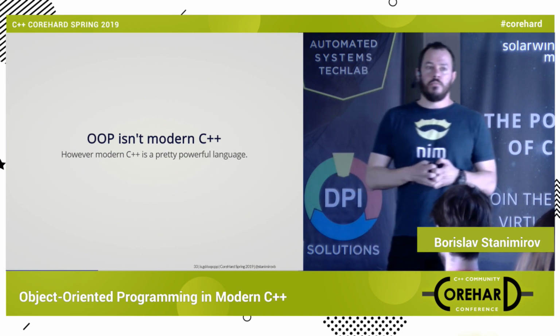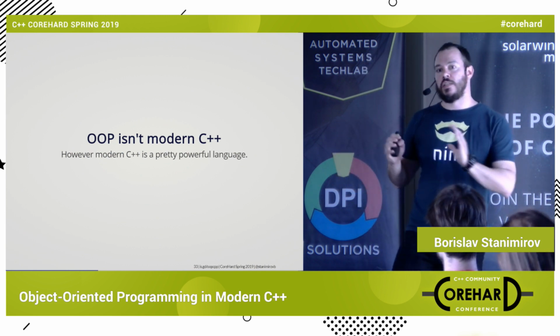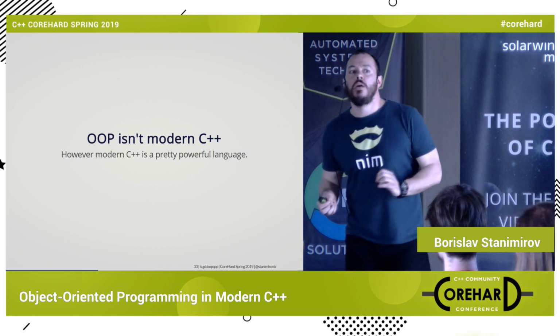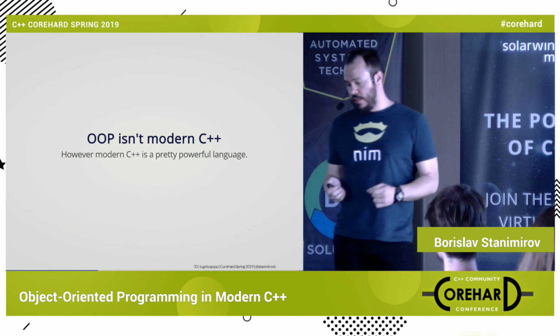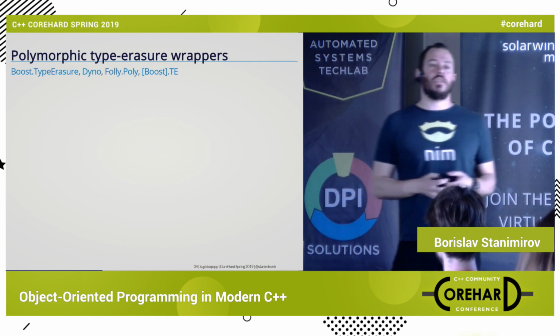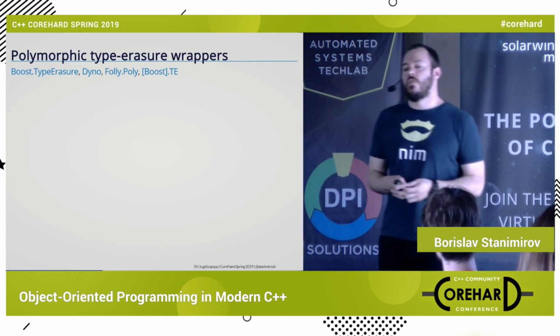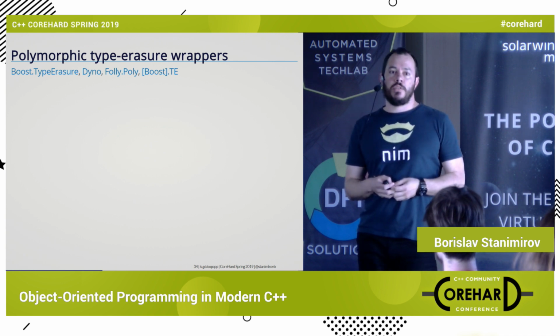And the thing is that object-oriented programming doesn't necessarily mean modern C++, but since modern C++ is a very powerful language, we can do something about it in this case. And in this particular case, what does help are the so-called polymorphic type erasure wrappers.